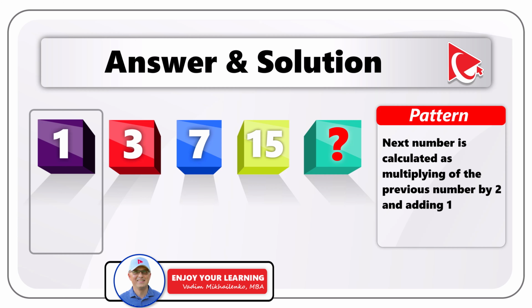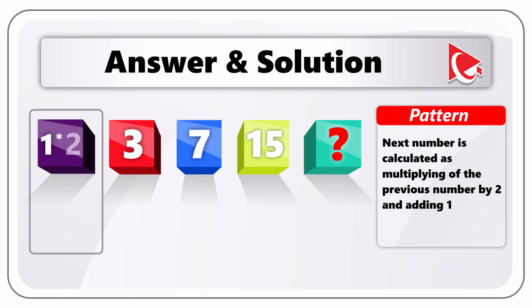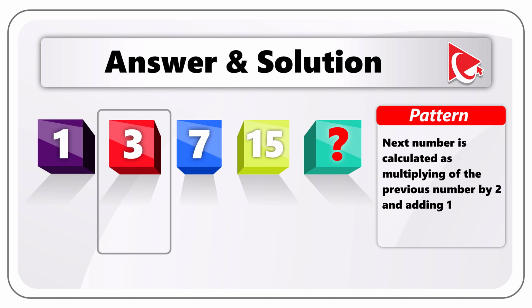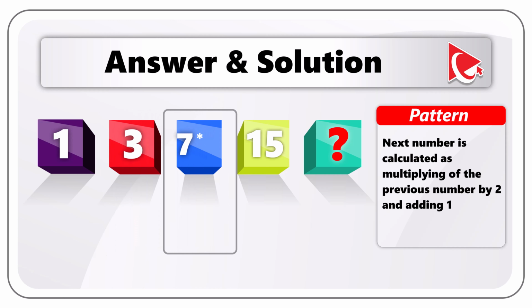The next number is calculated as 1 multiplied by 2 plus 1, which equals 3. The next number is calculated as 3 multiplied by 2 plus 1, which equals 6 plus 1, which equals 7. The following number is calculated as 7 multiplied by 2 plus 1, which equals 14 plus 1, which equals 15.